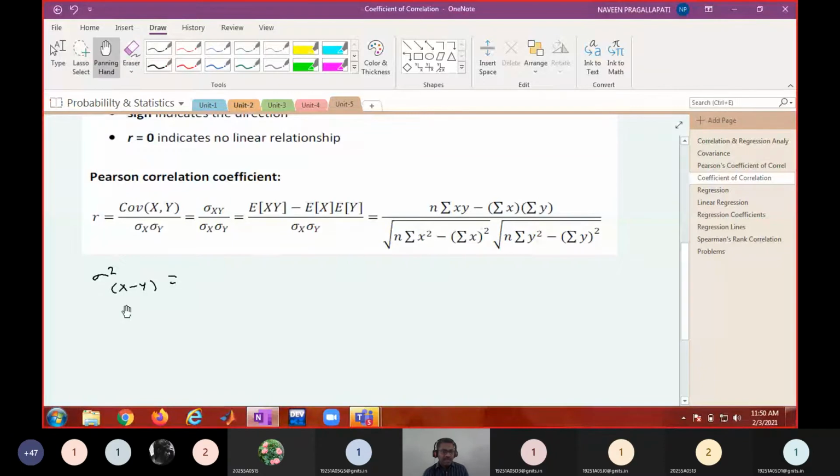What is the name of this symbol? This is about the variance of x minus y. So variance of a random variable. What is that random variable? X minus y. Okay, so let me derive an expression for it.